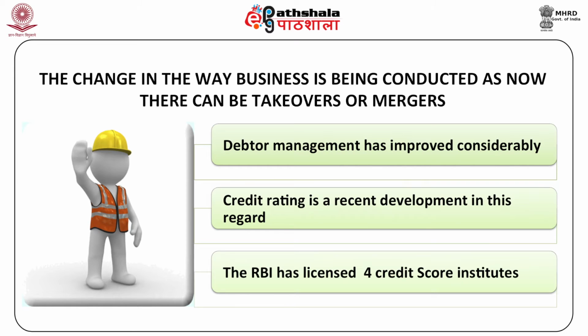The RBI has licensed four credit score institutes. All these institutes record the credit history of each company. The names of these institutions are the Credit Information Bureau of India Limited, Experian, Equifax, and Highmark.